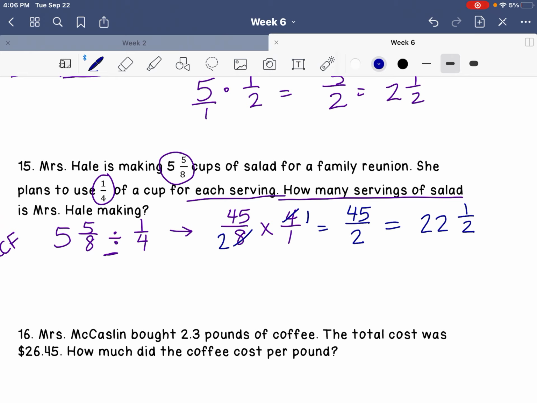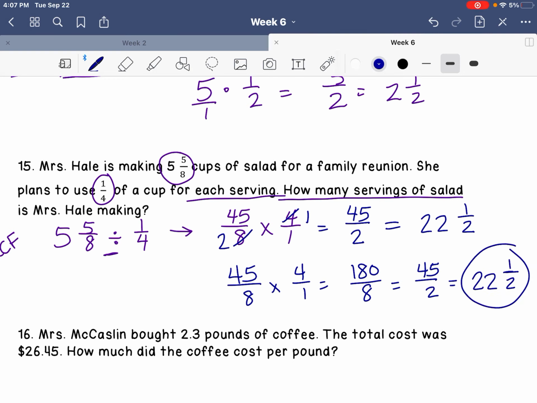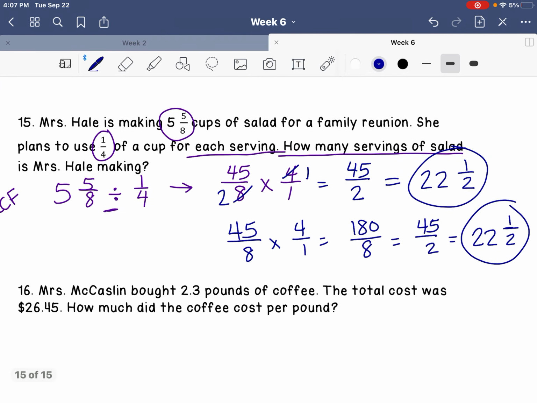Now, if you don't like the simplifying beforehand, I'll show you what happens if I don't simplify first. It's 45/8 times 4 over 1. 45 times 4 is 180. 8 times 1 is 8. And then when you simplify that down, you're going to get 45 over 2. And you're still going to get 22 1/2. So, regardless, there's 22 1/2 servings in 5 5/8 cups of salad for her family reunion.